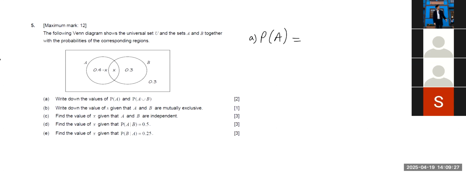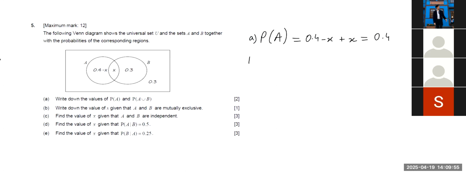So what do you guys think? When I say A, I mean the whole circle A and nothing else, right? So that's the sum of everything in A. So 0.4 minus x plus x. Because A could happen alone or A could happen with B. Either way, A is happening. So that's why I add the alone part and the with B part together, which gives me just 0.4. Is this clear? Perfect.